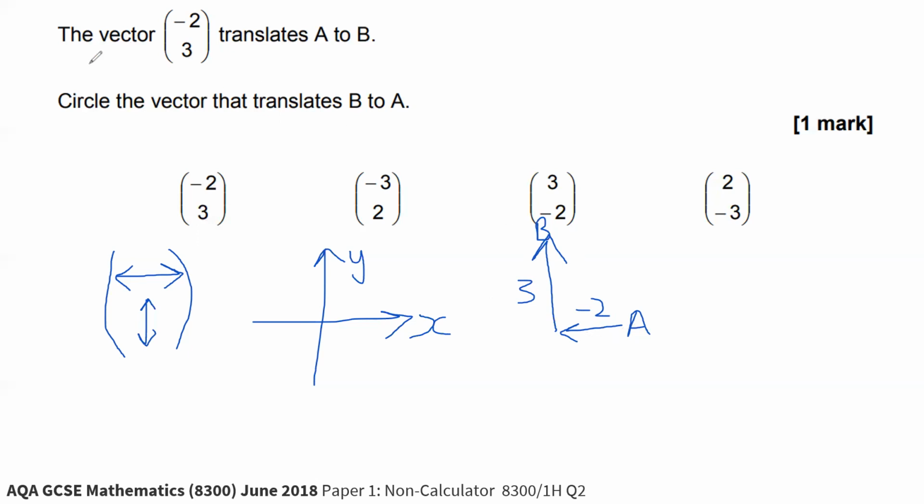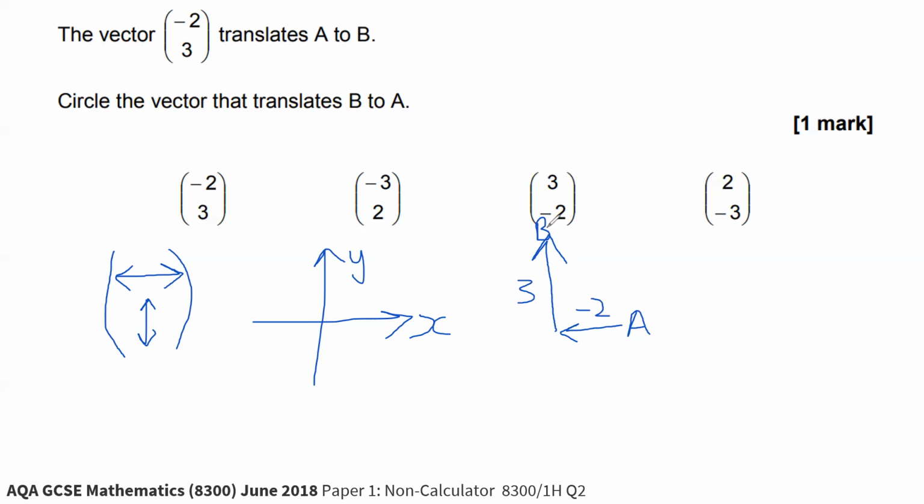So the second part of the question is asking you to circle the vector that translates B to A. So we've been given the vector from A to B, and this is asking us to circle the vector going from B back to A.